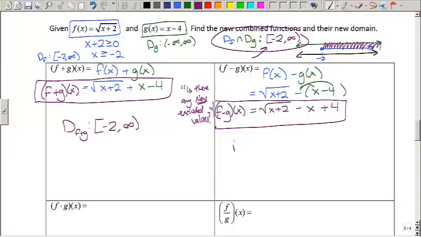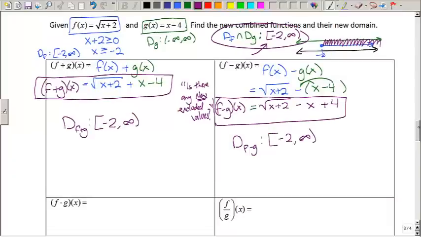My domain is going to start with negative 2 to infinity. These are all the values we're allowed to have from my original two problems. And did I create any new problems? Well, I didn't really create any new problems. I still have the one radical problem, but we've already taken care of that. So my domain is negative 2 until infinity.